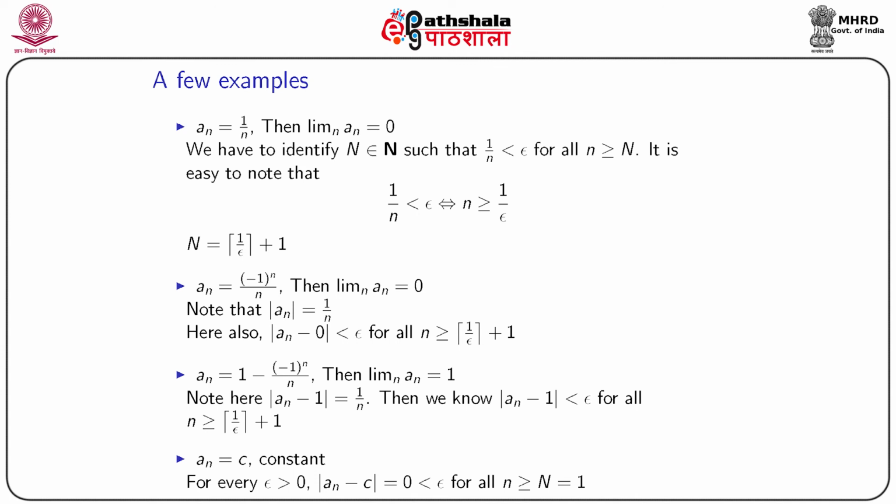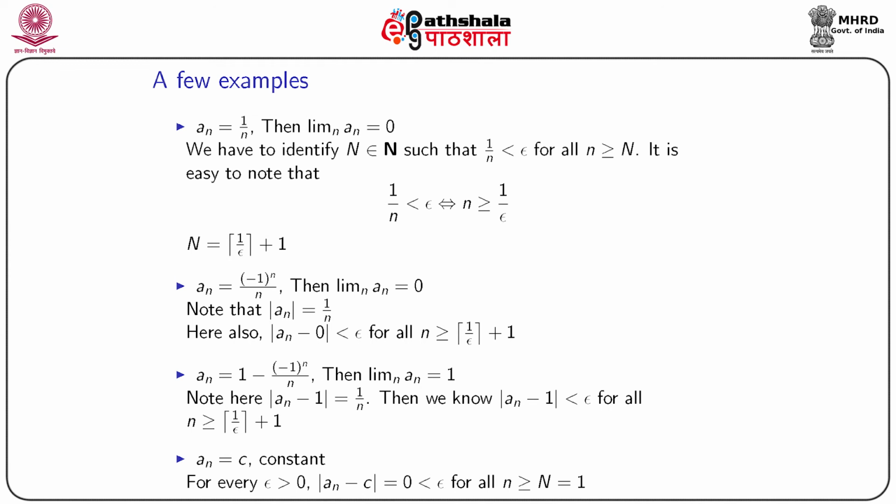Now we consider another example where we have the same sort of function, 1 over n, but in the numerator we have minus 1 to the power n. If you take the modulus, it becomes 1 over n, and we have already shown that this goes to 0. But we need to find the value of capital N. Here also we can write mod of An minus 0 is less than epsilon for all n greater than or equal to box of 1 over epsilon plus 1. So for both the functions, 1 over n and minus 1 to the power n over n, we are getting the same N as box of 1 over epsilon plus 1.